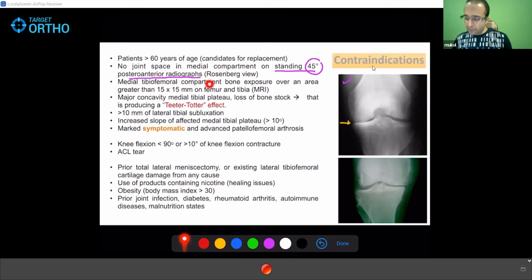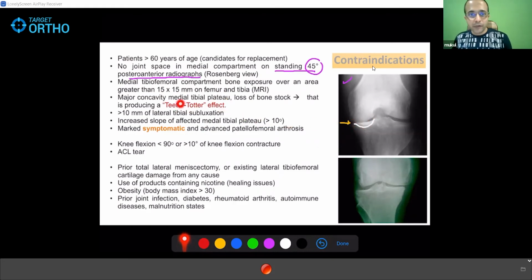Now, this is something picked up on MRI. You see the tibiofemoral compartment on MRI. You find there are bone cartilage defects more than 1.5 centimeter by 1.5 centimeter, 15 mm by 15 mm. So if the exposed bone area is very large, then also HTO is not to be done on MRI. Then, if you find a major concavity of the medial tibial plateau, like the medial tibial plateau is concave like this, if you find this concavity, then also HTO should not be done.